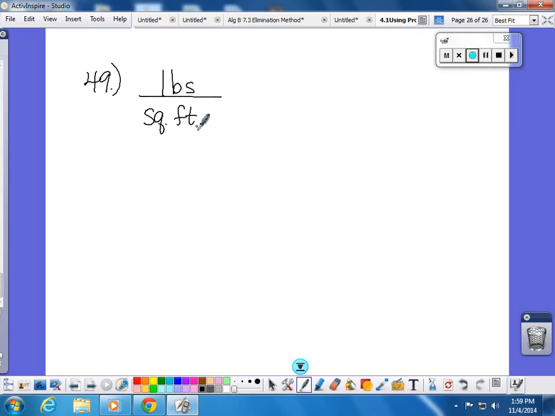You can set this problem up a couple of ways, but pounds of fertilizer per square feet would probably be the easiest and make the most sense. Once you set up your proportion, cross multiply.